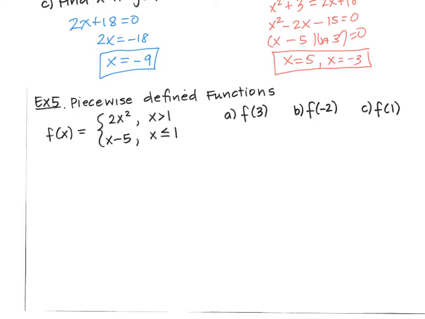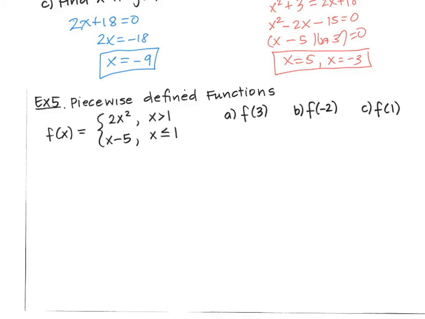The last thing in the function section we're going to go over today are piecewise defined functions. This is one thing I don't know if you have seen before. Piecewise defined functions just have more than one piece to the function. So part of the graph looks like one thing, part might look like another. It could have 3 parts, 4 parts, however many parts you want. They give you a rule for it. In this case, f of x equals 2x squared when x is greater than or equal to 1. f of x equals x minus 5 when x is less than or equal to 1.